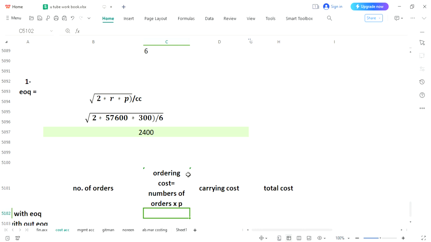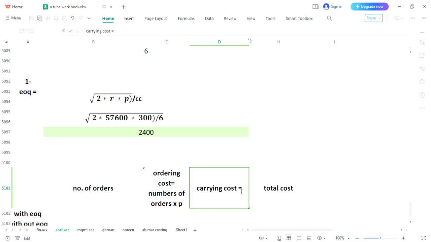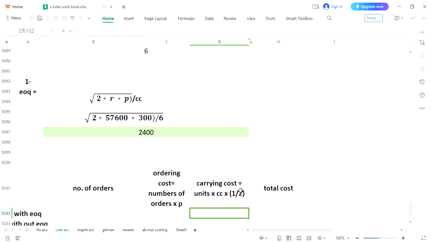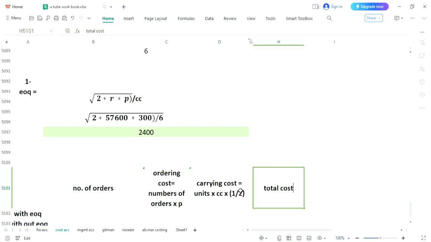In a similar way, carrying cost would be calculated with the help of, since it is total carrying cost, not a single one, what you will do is take your units and multiply by carrying cost per unit, and then you will put 1 by 2 as an average. It would be fixed, and finally you will calculate your total cost, which is actually the sum of carrying cost and ordering cost.